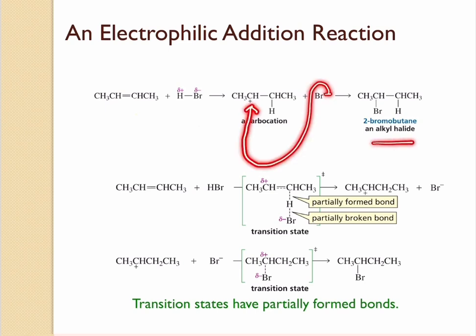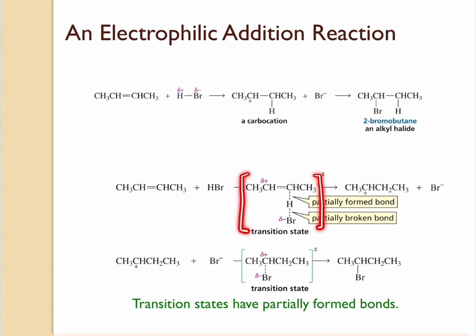Now, since this reaction has two steps, each of these steps is going to have its own transition state. And in the first step, this is how the transition state is going to look. The transition state is generally represented by a large square bracket, and you also need to use the symbol on the outside of that square bracket.